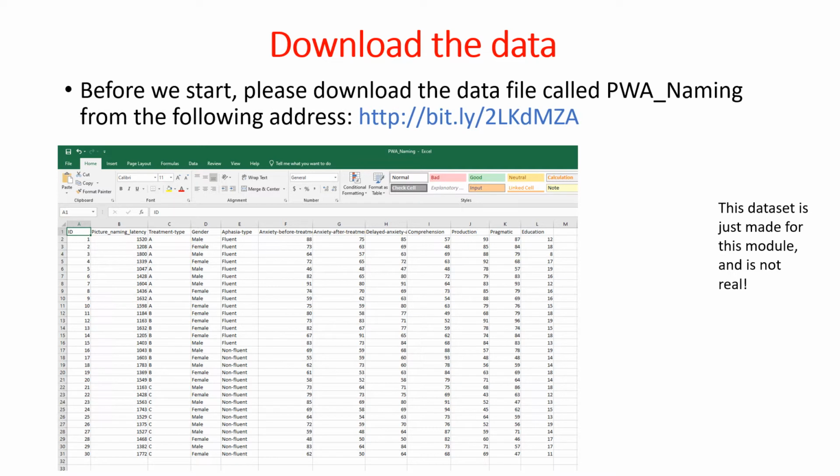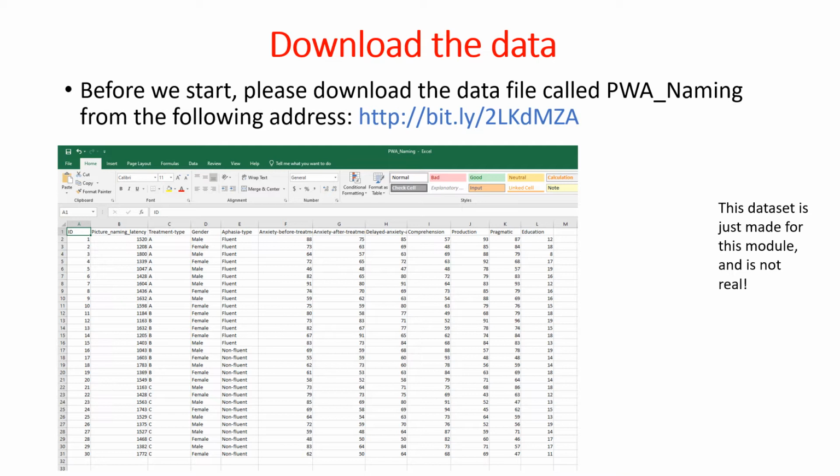We have different types of data about them. The dependent variable here is the picture naming latency. We showed them a couple of object pictures and asked them to name those pictures, and then we recorded their reaction time in milliseconds.